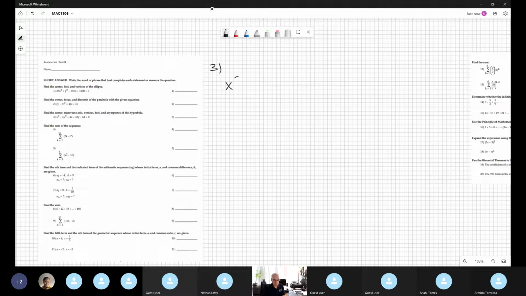x squared minus 4y squared plus 4x plus 32y minus 64 equals 0. So I say it's obvious that it's a hyperbola. How do you know that it's a hyperbola? Because x squared exists and y squared exists, both. And minus in between. I don't care. The coefficient is not important. It's totally irrelevant to identification.